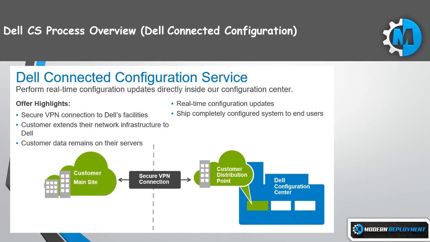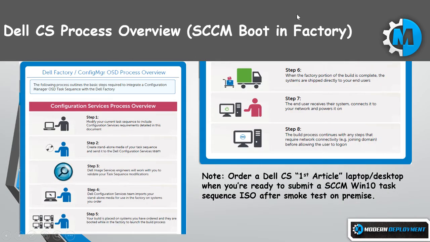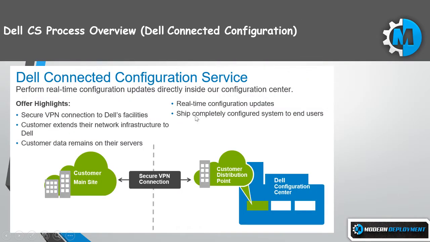The other option that Dell offers with configuration services is something called Dell Connected Config. Now this is not the same as boot in factory as you see here. Connected Config is basically not using standalone media. It's literally a VPN tunnel, a VPN appliance that you approve, and there's a lot of security approvals you have to go through. Essentially there's a VPN tunnel between you, the customer, at your location, and the Dell Configuration Center, or Dell Connected Configuration Services, and these are all segmented by customers, so they're not talking to each other.